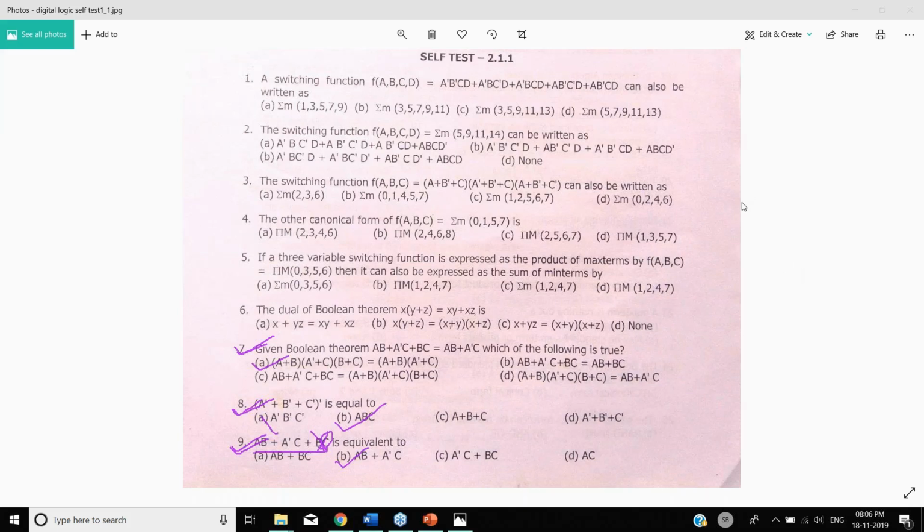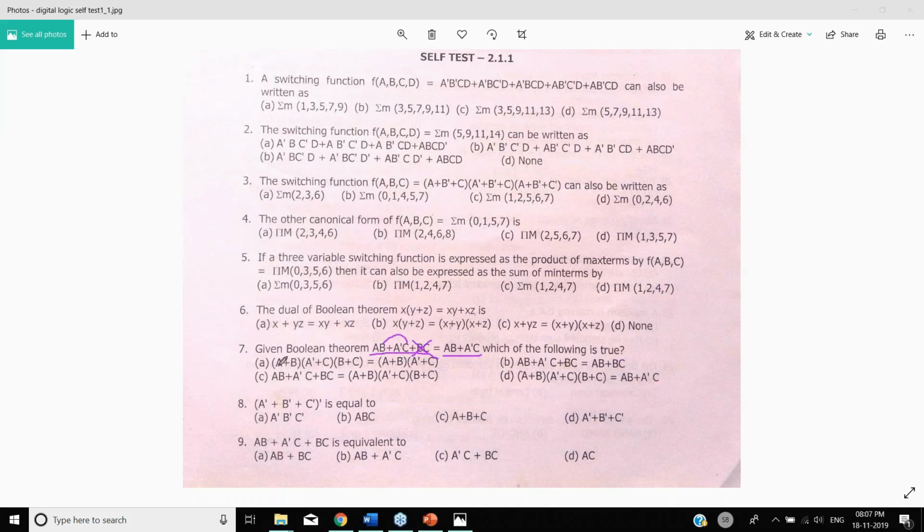Okay, let us solve it then. Jaya says the seventh problem is a bit difficult. Okay, let us see. So what is the question? The question says AB plus A bar C plus BC equal to AB plus A bar C. So what it says is the BC component gets deleted.